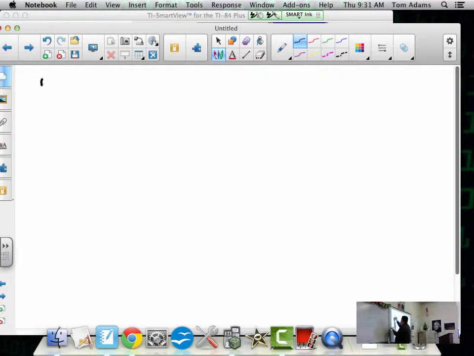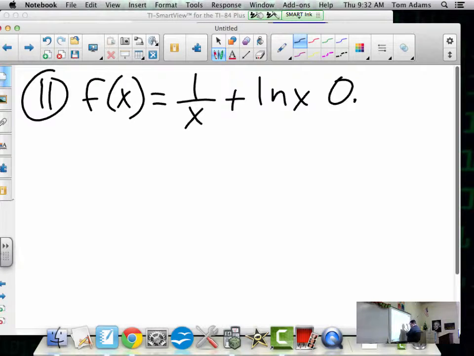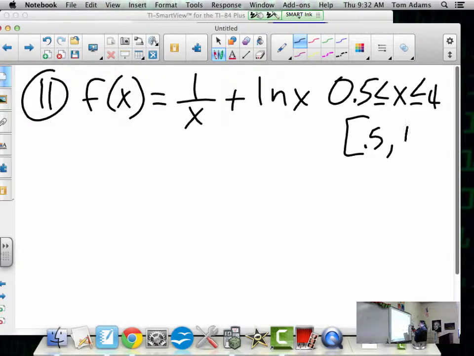Okay, so now for problem 11 out of the textbook, and this is 4.1, right? Yes. Okay. Problem number 11 says that we have f of x is equal to 1 over x plus the natural log of x, okay? And it's given us a closed interval of 0.5 to 4. And so this is another way to write 0.5 comma 4. Right? So that's our relative domain.